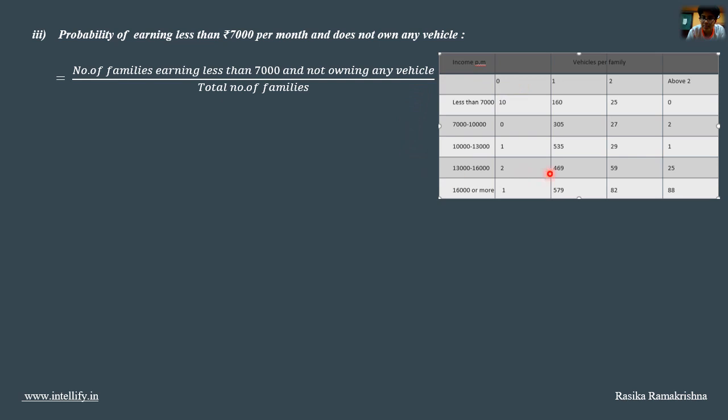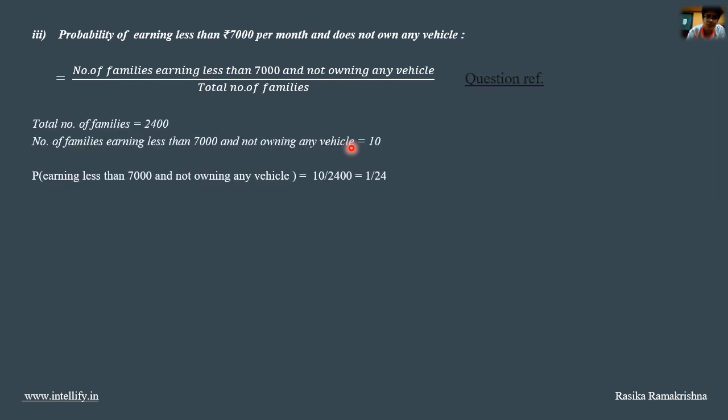Alright, so let's have a quick look at the table given in the question. The very first row talks about people who earn less than 7,000, and corresponding to the column 0, we can see there are 10 people who earn less than 7,000 and own no vehicles. So now that we have this information, we can compute the probability. The total number of families is 2,400 and the number of families earning less than 7,000 and not owning any vehicle is 10. Therefore, the probability is 10 by 2,400, which upon simplification is 1 by 24.